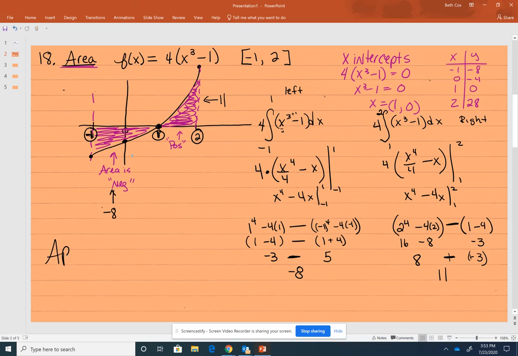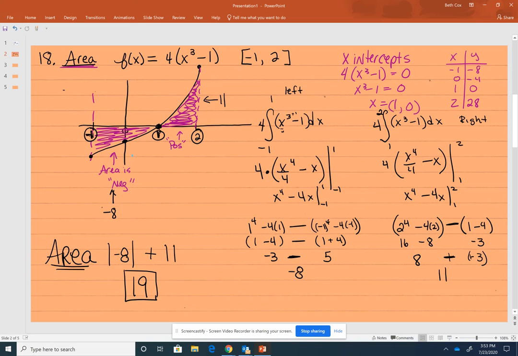Now, the answer, of course, would be the opposite of negative 8, with the absolute value of negative 8 plus 11, which is 19.